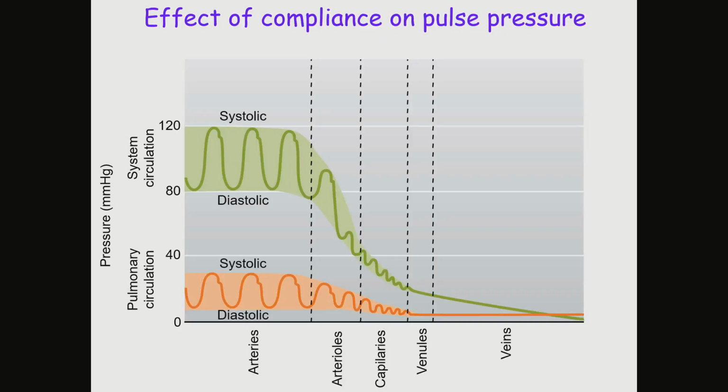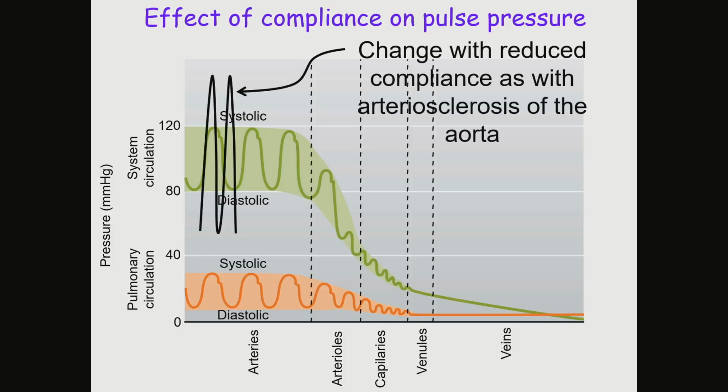Okay, this is an example. So there's our regular change, the green, is our regular change in pressure during systole and diastole, and then maybe that's the change that you would see with reduced compliance. Okay, it goes up higher, goes down lower, and hence our pulse pressure is increased.